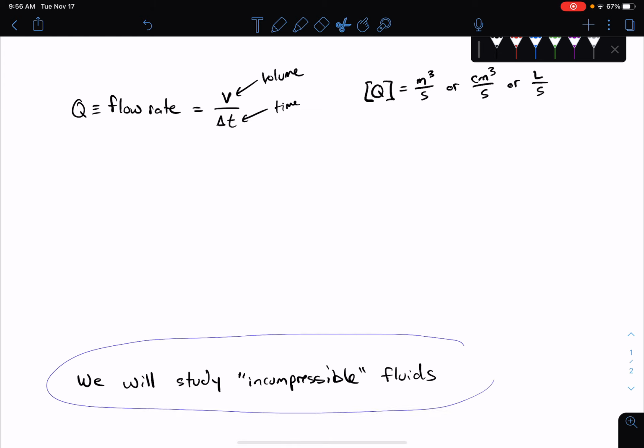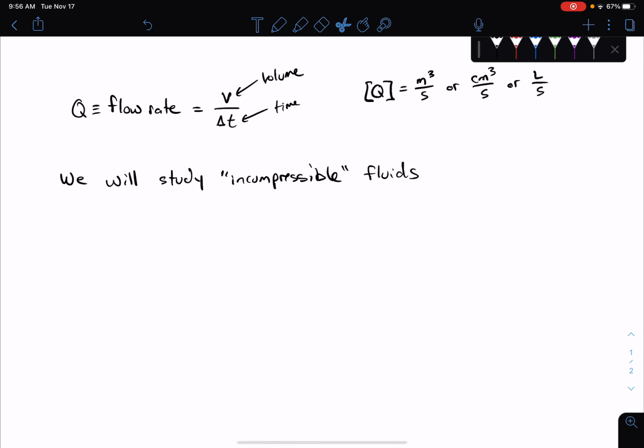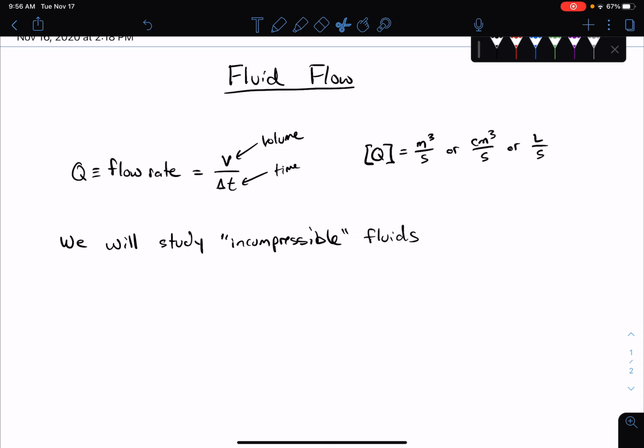One important thing to point out, and then after this we'll see an example of what we mean by flow rate: we are going to study what we call incompressible fluids. The idea of an incompressible fluid is just that if you've got some fluid, you can't squish it and make it a more dense fluid. Our fluids are always going to have the same density. So let me make that note. Our fluids will have a constant density. And this is going to be really helpful in analyzing and understanding some of these fluids.